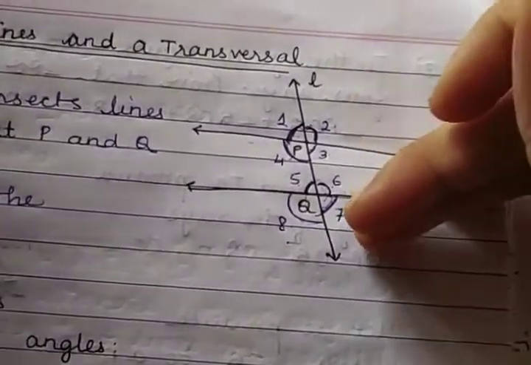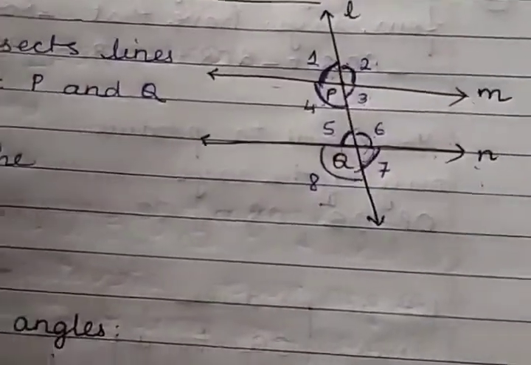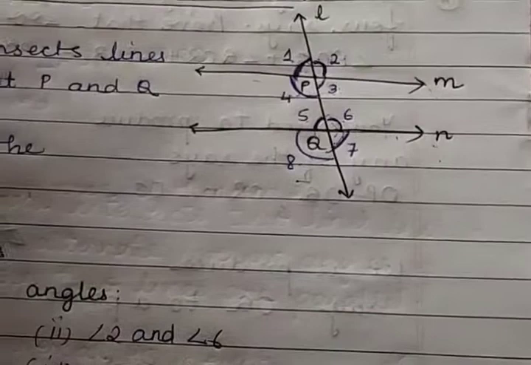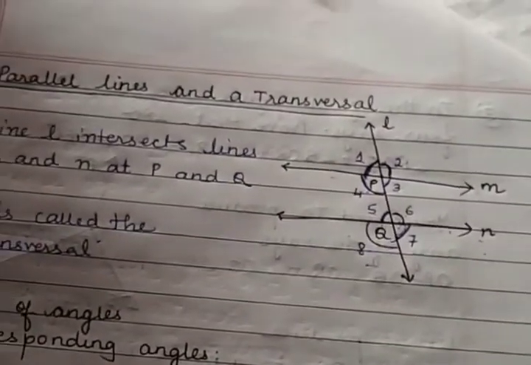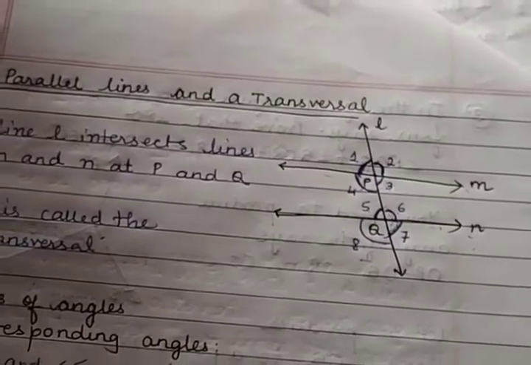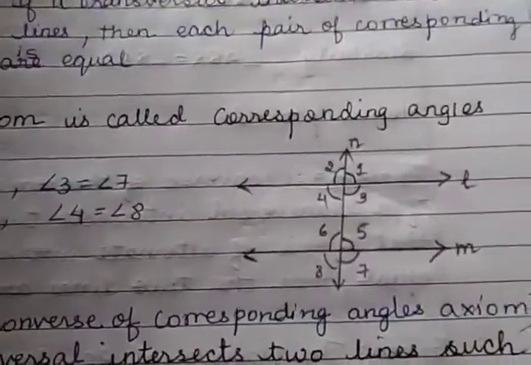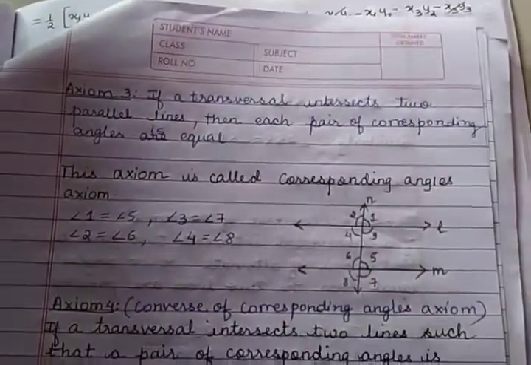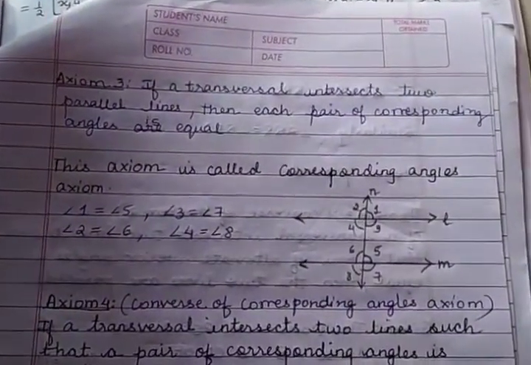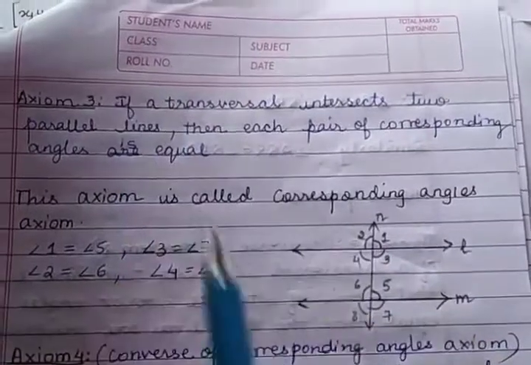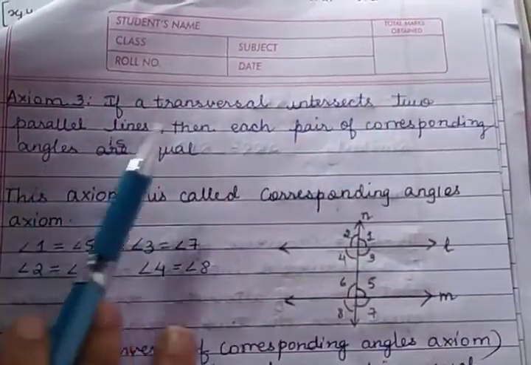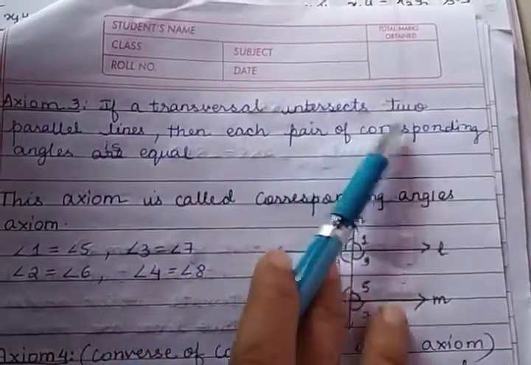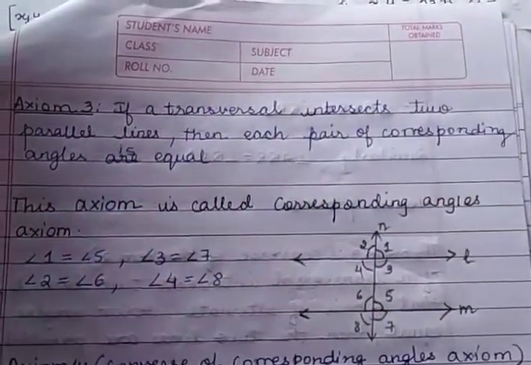You have learned these results in your lower classes, but in this chapter we will see how we can prove them or write them in the form of axioms. Now there are two axioms which are based on corresponding angles. So the first axiom is, if a transversal intersects two parallel lines, then each pair of corresponding angles is equal.